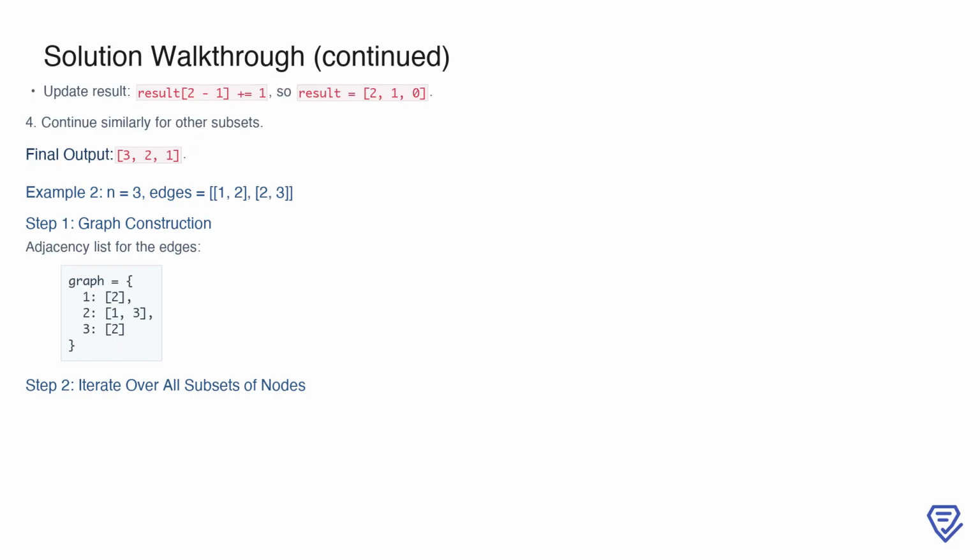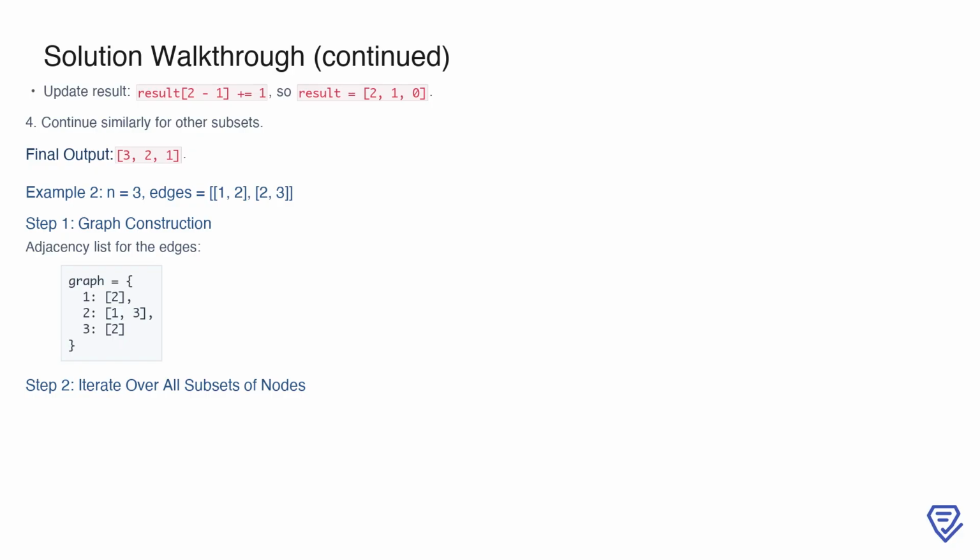After updating the result for subset 1, 2, 3, we continue the process for all other possible subsets, performing the same steps of checking connectivity and calculating the maximum distances. By the end of this analysis for all subsets, the final result array for this example is 3, 2, 1. This means there are 3 subtrees with a maximum distance of 1, 2 subtrees with a maximum distance of 2, and 1 subtree with a maximum distance of 3. With this example complete, we move on to another case to further solidify our understanding of the solution.